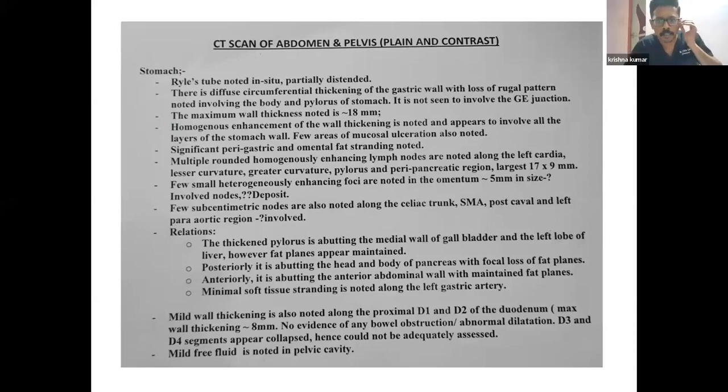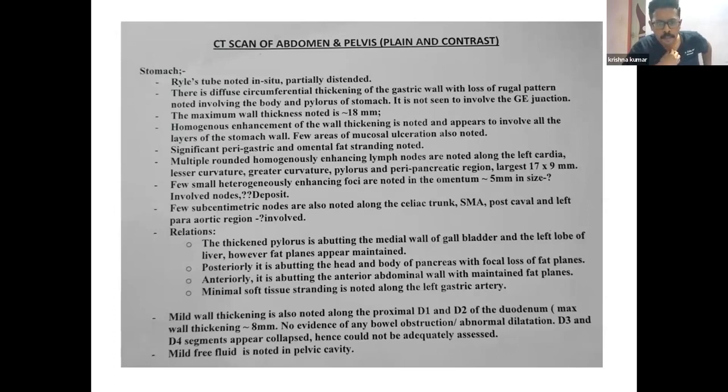Homogeneous enhancement of wall thickening is noted and appears to involve all the layers of the stomach wall. Few areas of mucosal ulceration, significant perigastric and omental fat stranding, multiple rounded homogeneously enhancing lymph nodes along the left cardia, lesser and greater curvature, pylorus and peripancreatic region. Largest 17x9 mm. And few small heterogeneously enhancing foci in the omentum, omental deposits. Few subcentimetric nodes along the celiac trunk, SMA, postcaval and left para-aortic region, query involved.